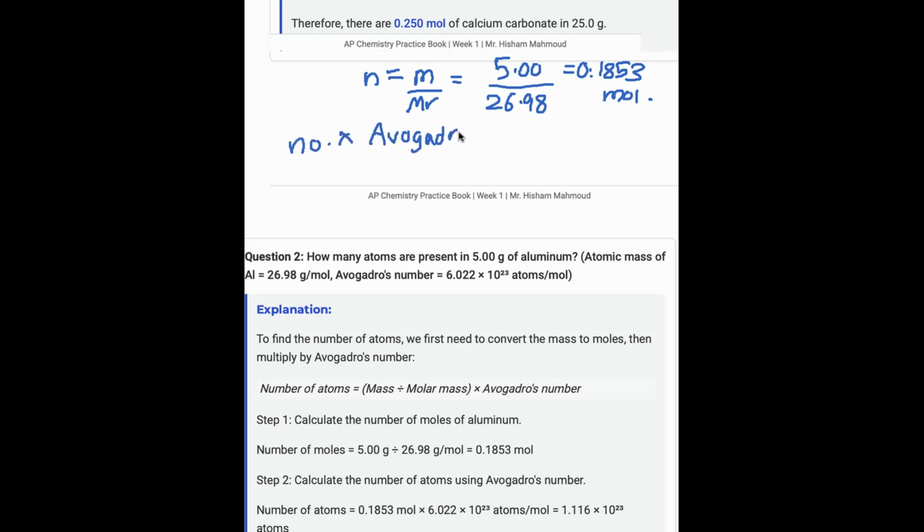Now we can transfer these moles into atoms by multiplying the number of moles by Avogadro's number. So I will multiply this by Avogadro's number, 6.022 multiplied by 10 to the power of 23, and this is 0.1853. That's equal to 1.116 times 10 to the power of 23 atoms.